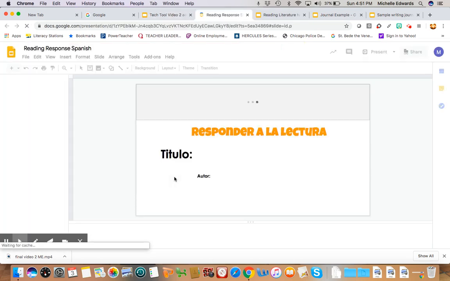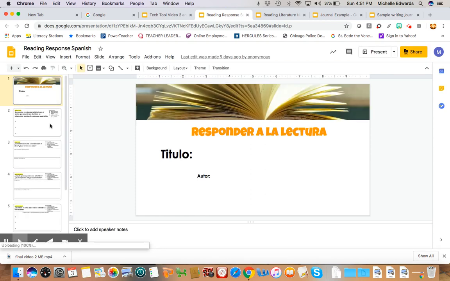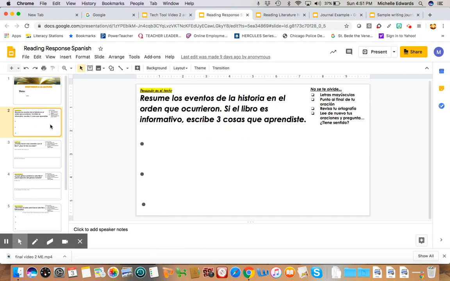Same thing in this reading response journal. You'd be setting up a template, sharing it with all your students, and then they would be able to respond. This one in particular, I really like that in the corner, students would have a review of what they have to make sure is in their reader's response and in their response to whatever they are reading.